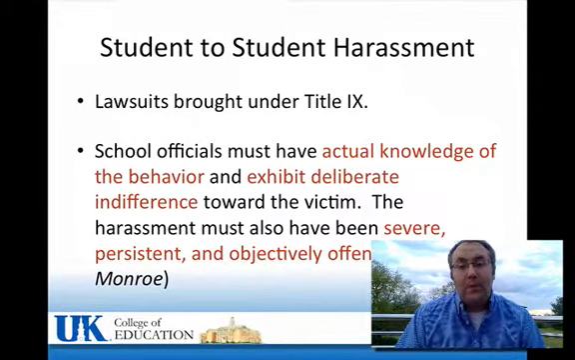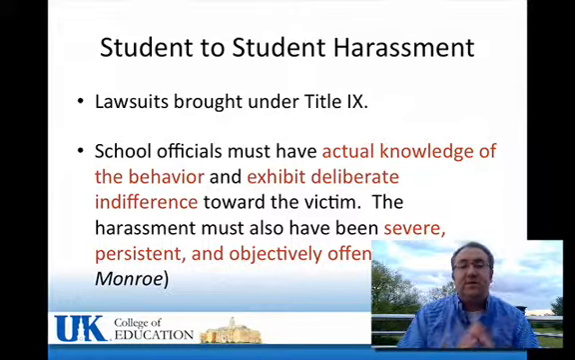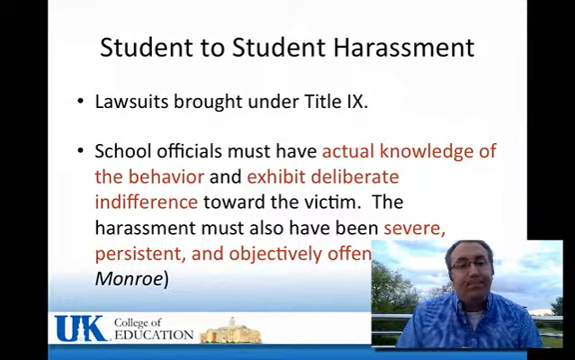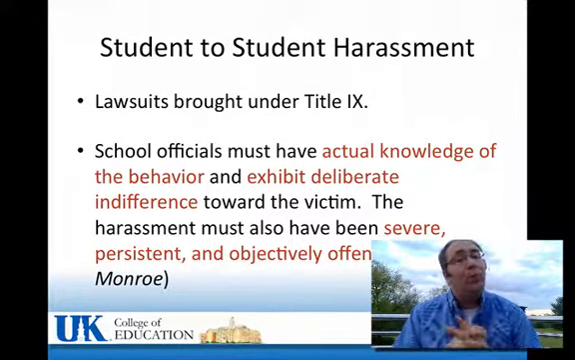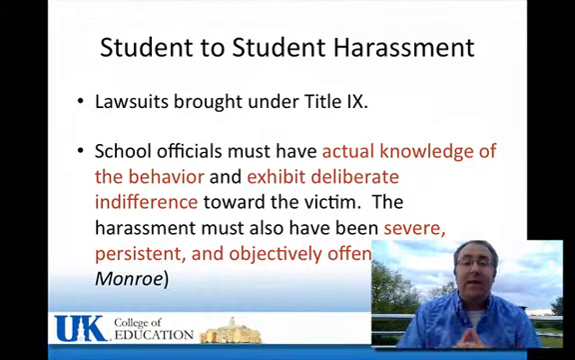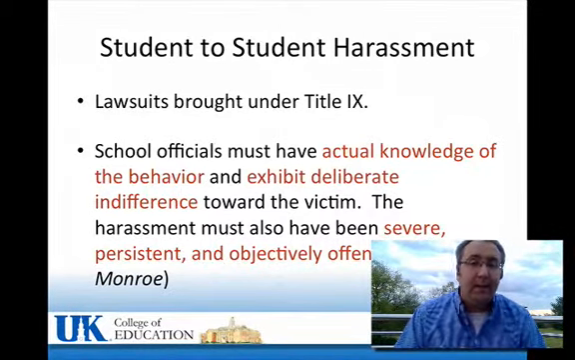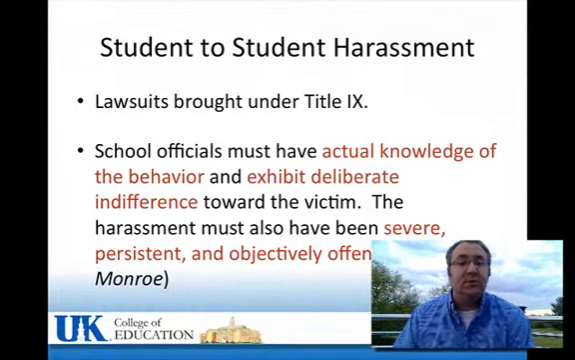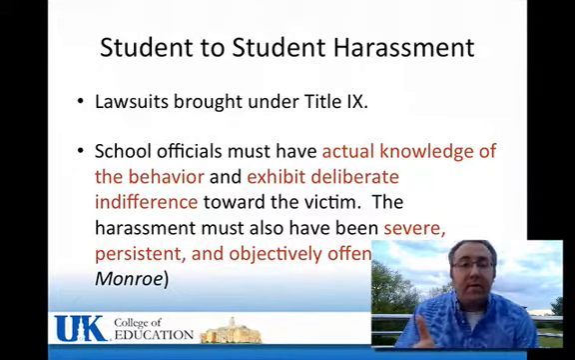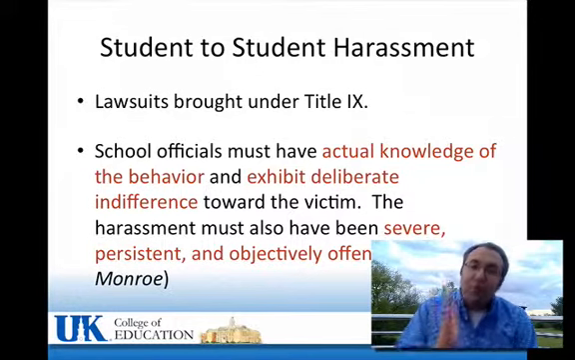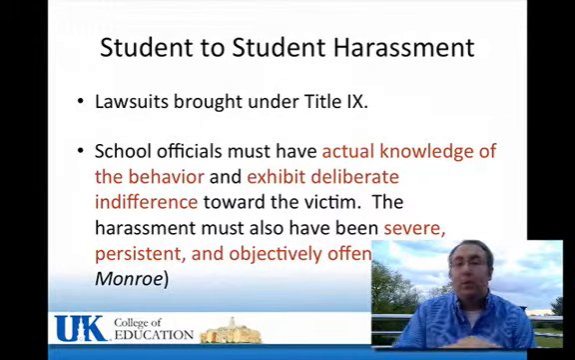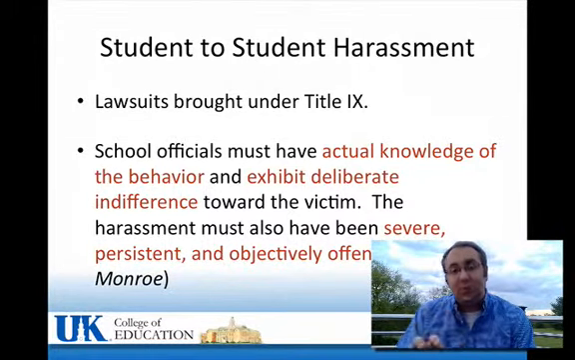That, of course, implies you all as school officials. When you see students harassing other students, if you know about it and don't do anything about it, you're opening up not only yourself but the school to potential liability under Title IX for student-to-student harassment. So how do you deal with this? Obviously, do something about harassment when you see it happening in the schools.